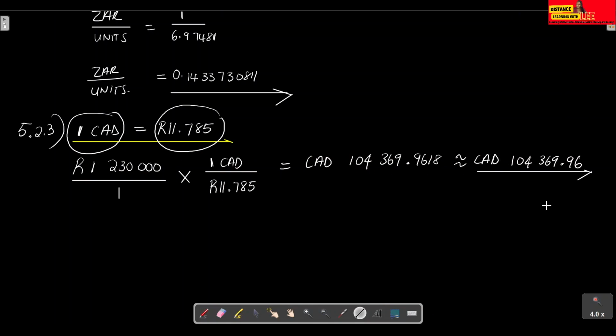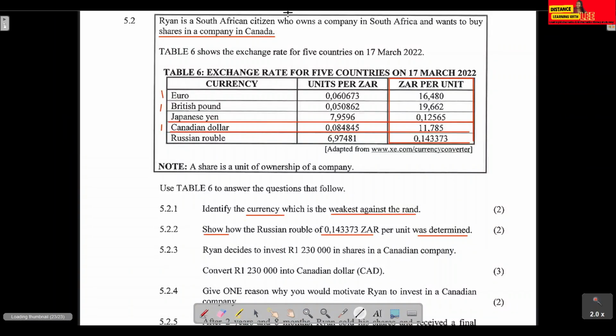All right. So it's 104,369.96 Canadian dollars.